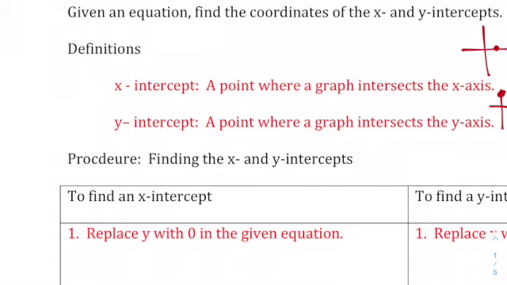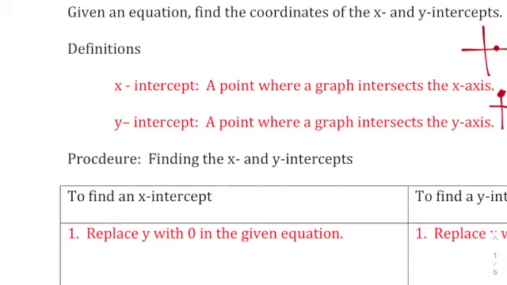The procedure is going to show you how to do it. To find the x and y intercepts, to find an x-intercept, I usually would say if you are looking for x, then the other one has to be 0. So the first step is to replace y with a 0 in the given equation. If they are asking you to find x, then the other letter has to equal 0. And then you solve for x.